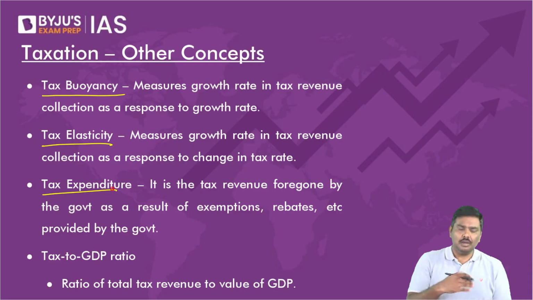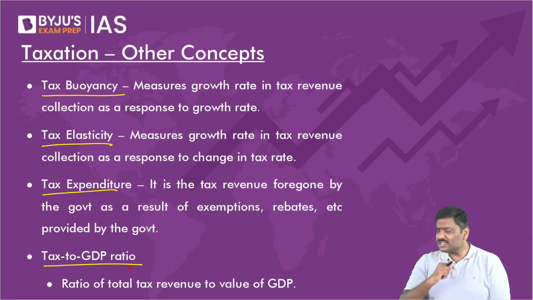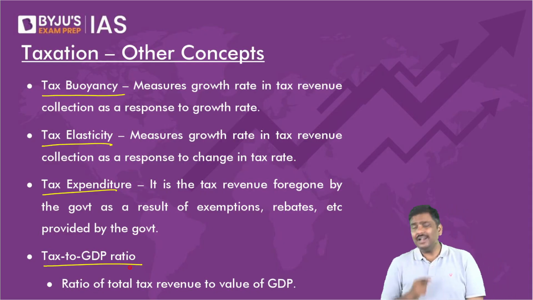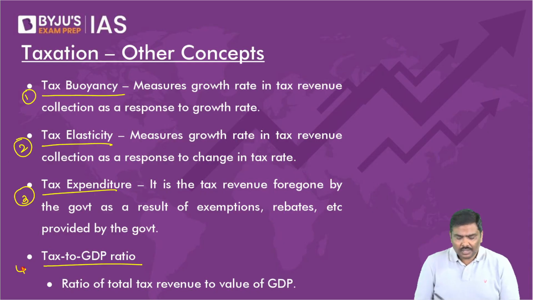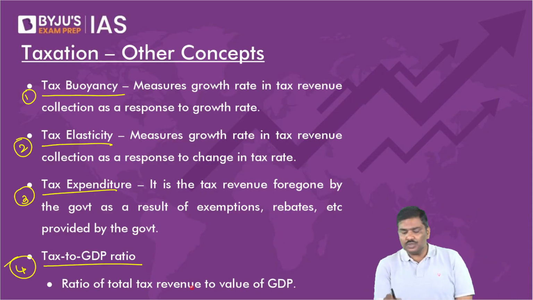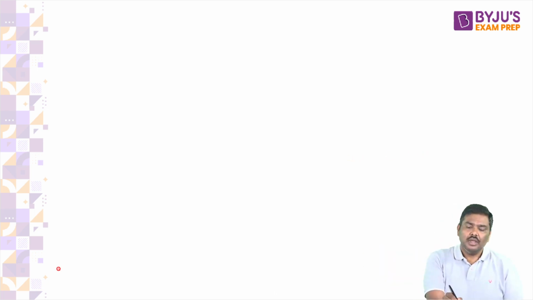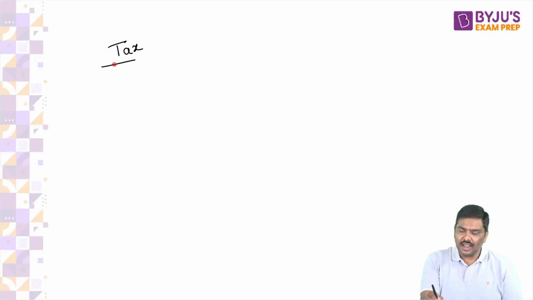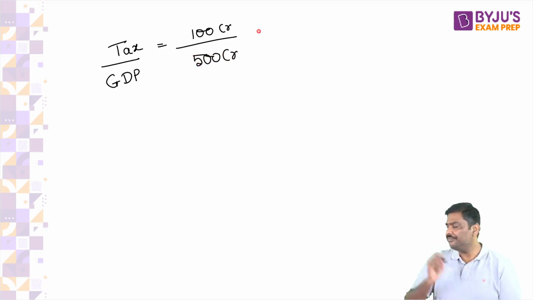Okay. Now come to the more concepts. Tax buoyancy, tax elasticity, tax expenditure, tax to GDP ratio. I'll discuss all of them one by one. Please follow the discussion. Let me start with the fourth one, tax to GDP ratio. Now, what is the meaning of tax to GDP ratio? Imagine total amount of taxes collected by the government is, let's say, 100 crore rupees, and the GDP value is 500 crore rupees. Can I say tax to GDP ratio is 20%?